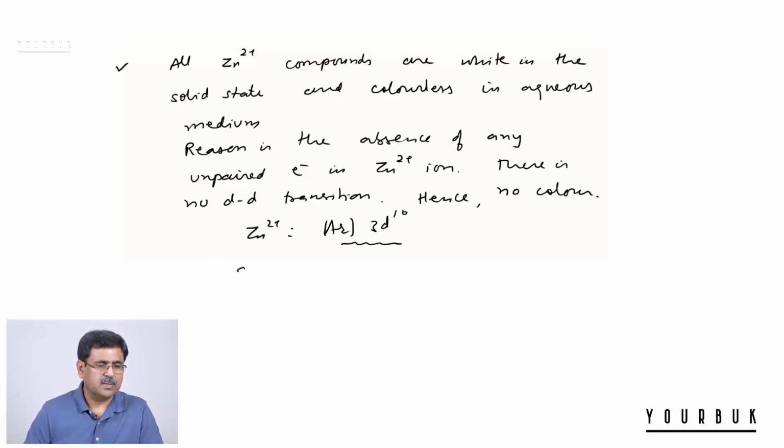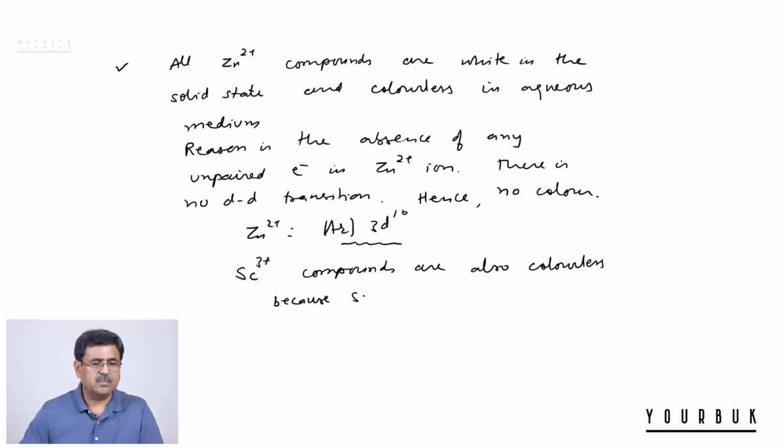And similarly, the scandium 3 plus compounds are also colorless because scandium 3 plus has no unpaired electron present and has a configuration of argon 3d0. So this is about the paramagnetism and color of transition elements and their compounds.